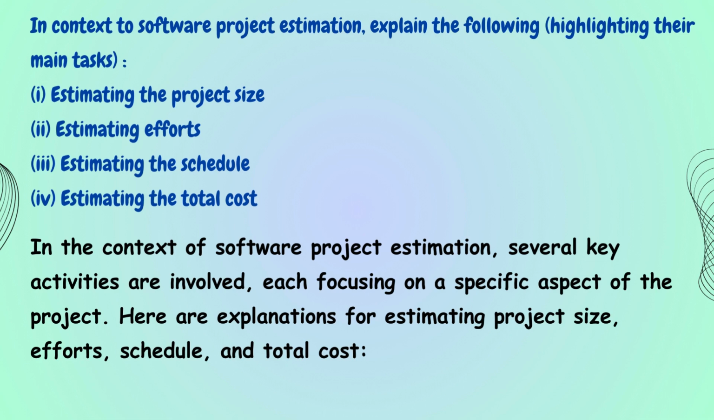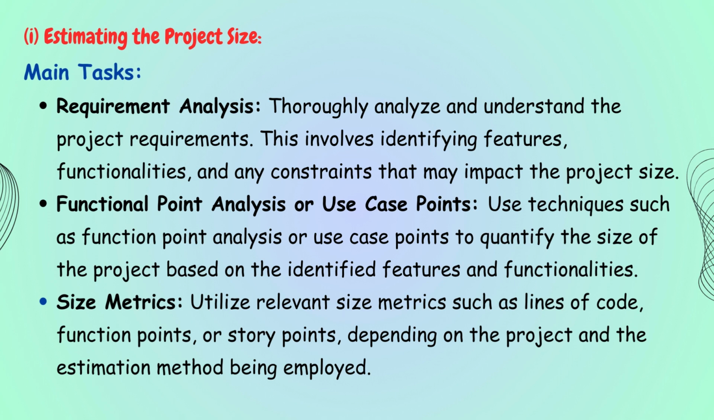In the context of software project estimation, several key activities are involved, each focusing on a specific aspect of the project. Here are explanations for estimating project size, efforts, schedule, and total cost. 1. Estimating the project size. Main tasks. Requirement analysis: thoroughly analyze and understand the project requirements. This involves identifying features, functionalities, and any constraints that may impact the project size.